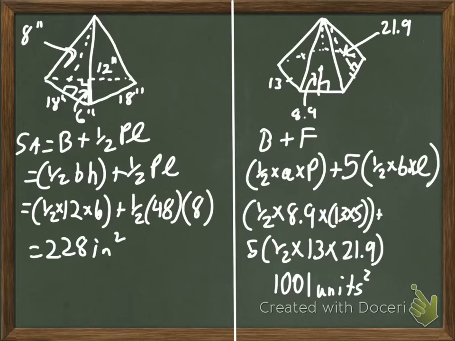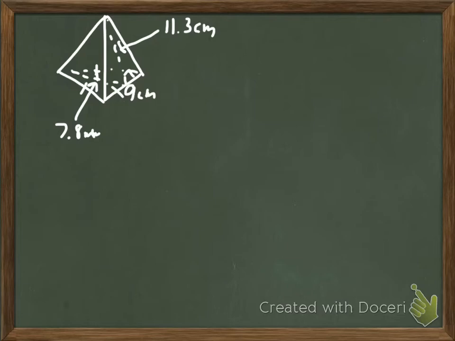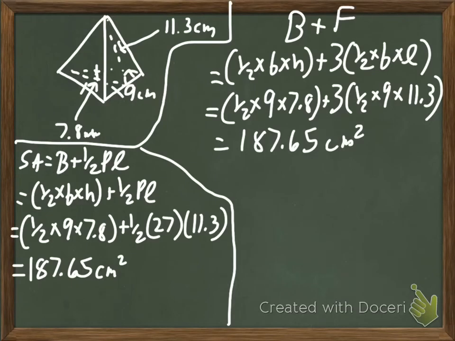Okay. So here is a triangular pyramid. The base is equilateral, so if you want to do the break apart, you can, or if you want to do the formula. So go ahead and figure that out now by pausing the video. Alright, and here are the solutions to that.